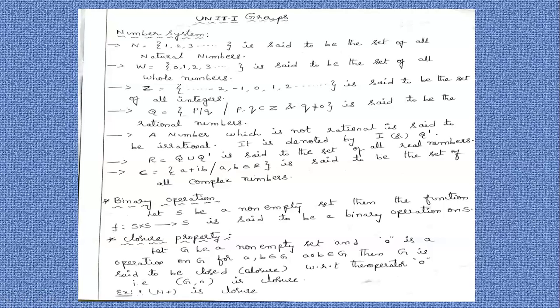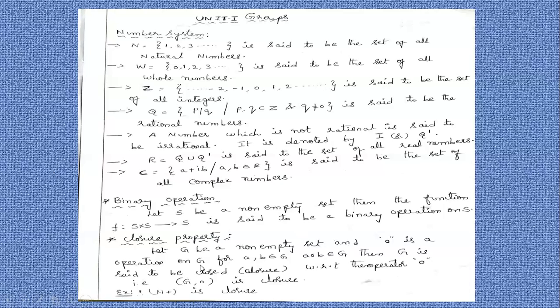Next one is closure. Let G be a non-empty set, and circle is an operation on G. For A, B belonging to G, if A circle B belongs to G, then G is said to be closed with respect to the operation circle.